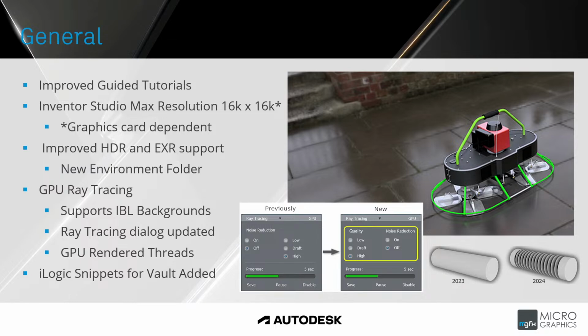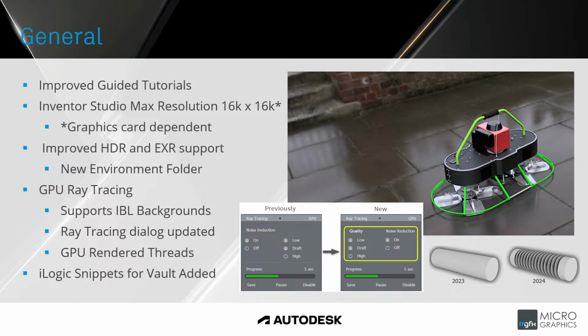So when you go to your view tab and you switch on ray tracing, that little dialog box that comes up, previously on the left hand side it said noise reduction on off, and then there was a low, draft and high option with no detail on what that was. Was that your quality? Was that noise reduction? Was the noise reduction low, draft or high? Now in 24 they have improved that so that we can see the definite separation. Quality, so your ray tracing quality, low, draft or high, and your noise reduction on or off when doing GPU ray tracing.